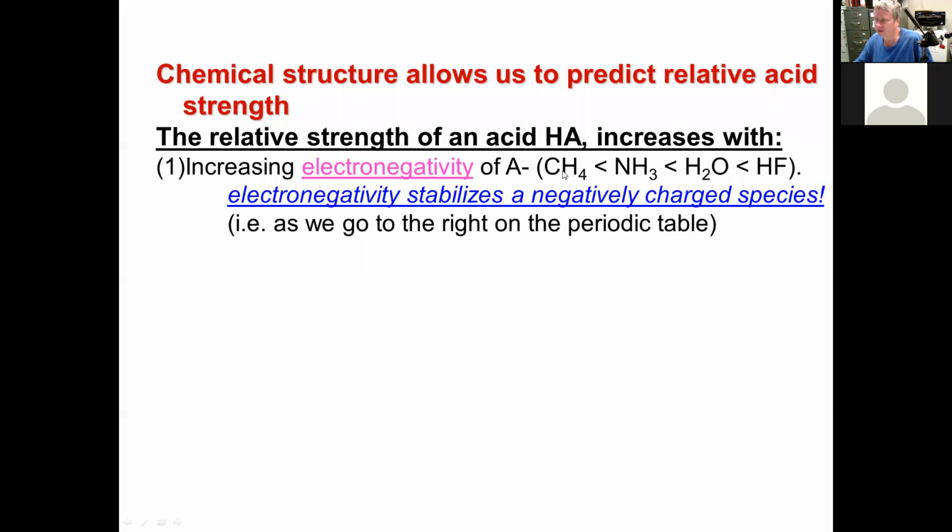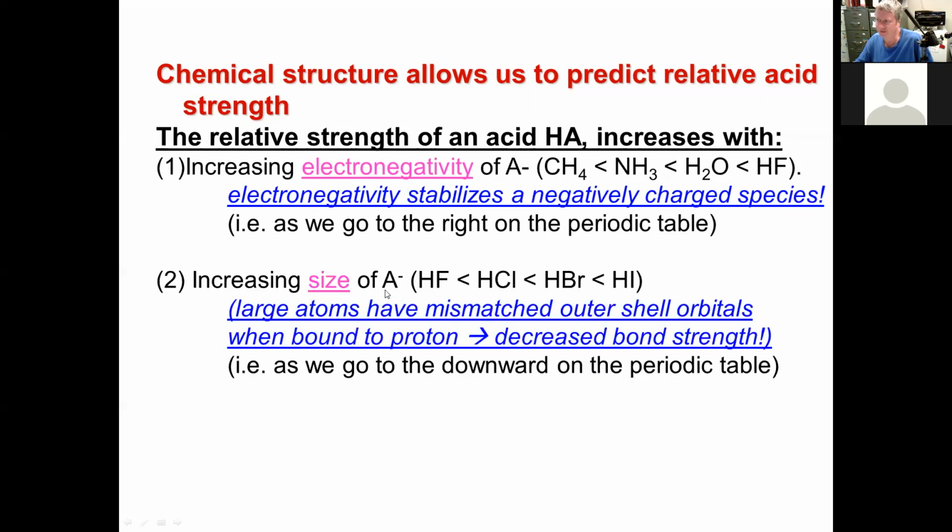If we compare on the periodic table carbon, nitrogen, oxygen, chloride, who's the most acidic? As you go to the right, there's more electronegativity, and that stabilizes negative charge. So HF is the most acidic. Carbon is the least acidic. We just saw methane, and we saw the pKa was 50. It's the most non-acidic thing in the universe. So as we go to the right, it gets more acidic, and that's because of stabilization of A minus.